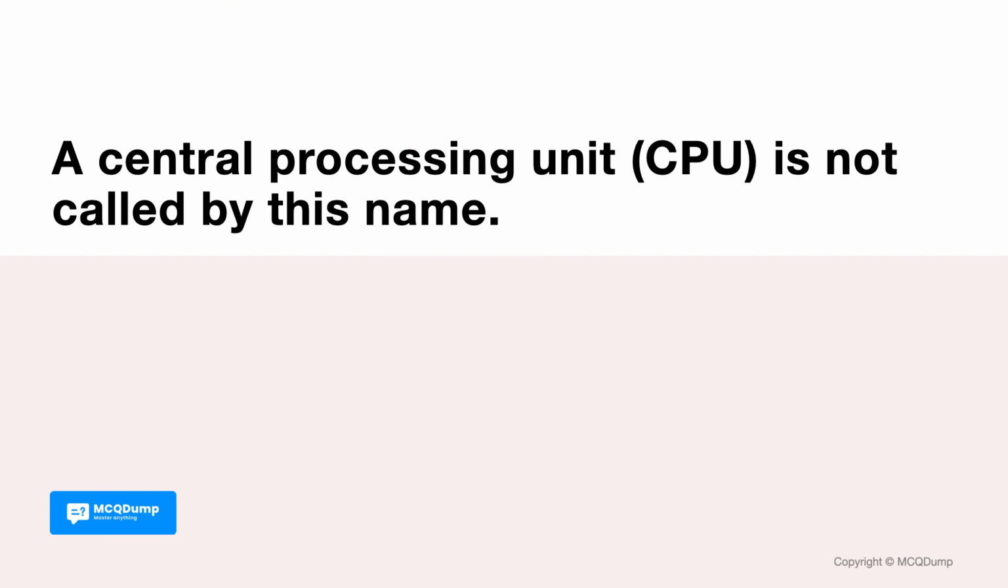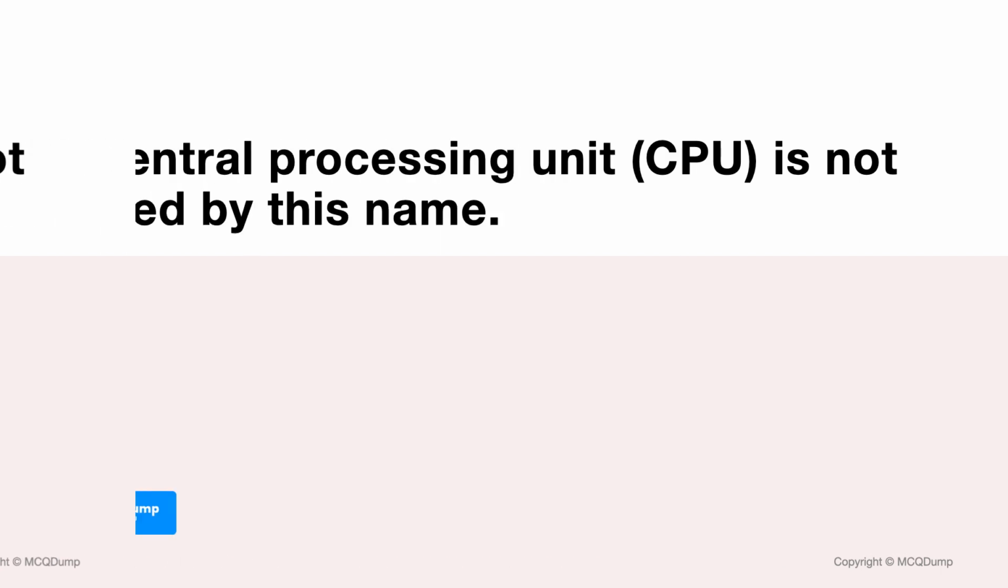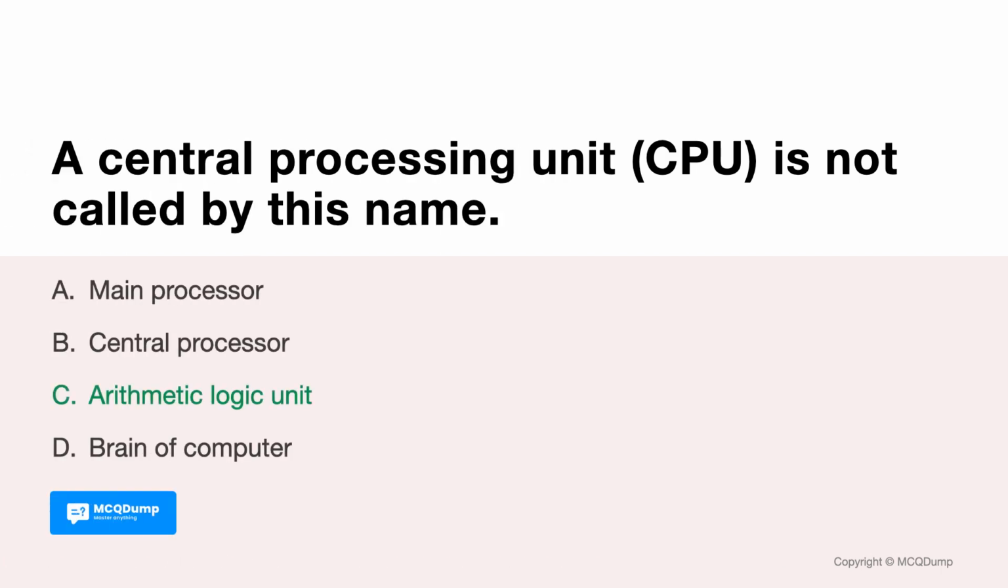A central processing unit, CPU, is not called by this name. Options are A. Main processor, B. Central processor, C. Arithmetic logic unit, and D. Brain of computer. Answer is C. Arithmetic logic unit. The arithmetic logic unit is a part of the central processing unit that carries out the arithmetic and logical operations.